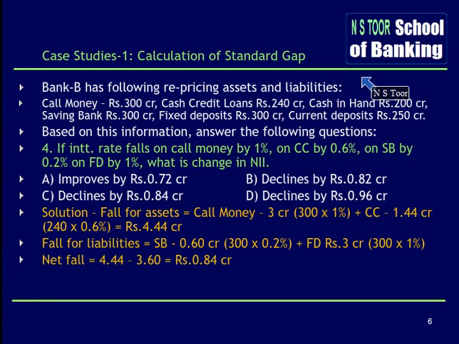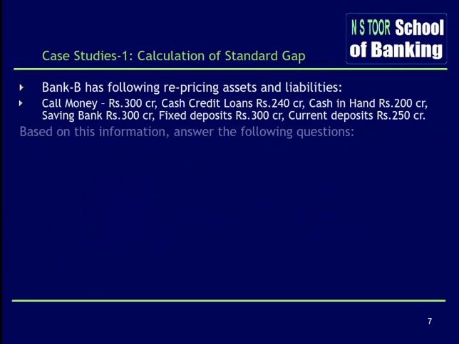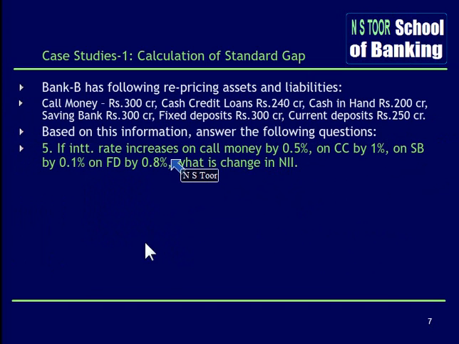Now we can find out the solution. So 4.44 minus 3.60, so the net decline will be 0.84 crore. So our answer will be C, decline by 0.84 crore. So in this question there was fall in interest rates. Now let us see the last question in the problem. If there is increase in interest rate.